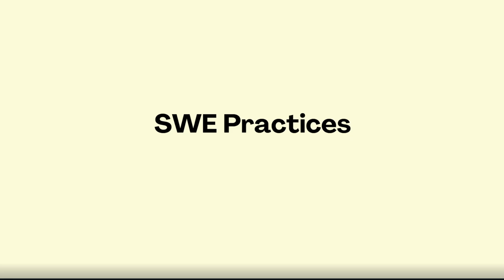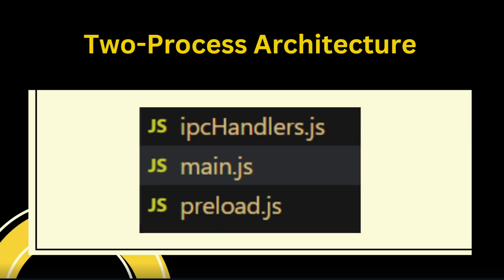Now I will be introducing our software engineering practices. We enforced a strict separation between the main layer and the renderer layer. Context isolation is always enabled in web preferences, ensuring that untrusted web content cannot access the Electron internals directly.